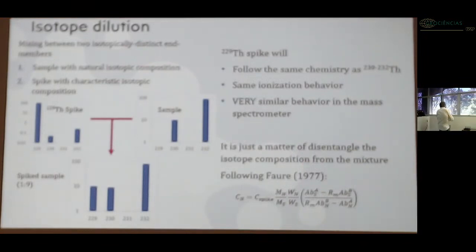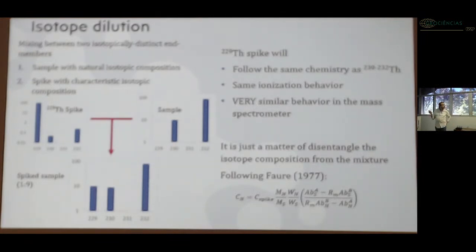Because we're mixing them together, if there's a drop that is accidentally lost during the analysis, we will be losing 229 and 230 in the same proportion. So that will actually help us have control of how much thorium is actually analyzed. And they have very similar, not identical, but very similar behavior in the mass spectrometer. So it's just a matter of disentangling this decomposition. And for that, we are using a mixing equation of isotopes with different isotope compositions.